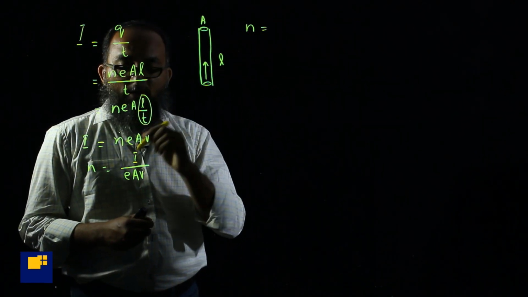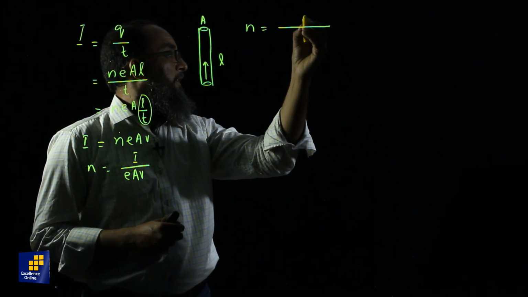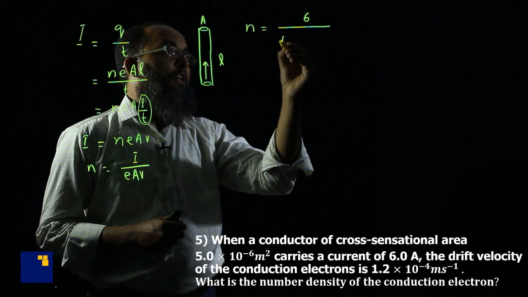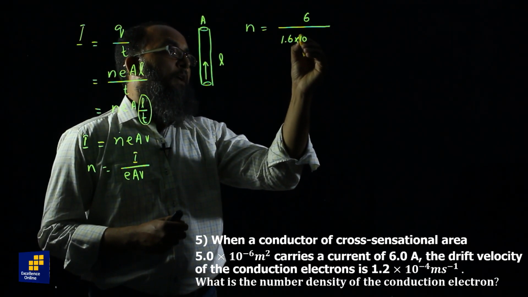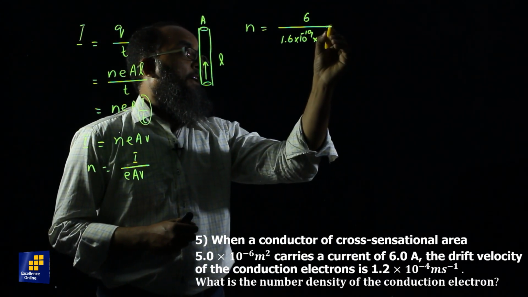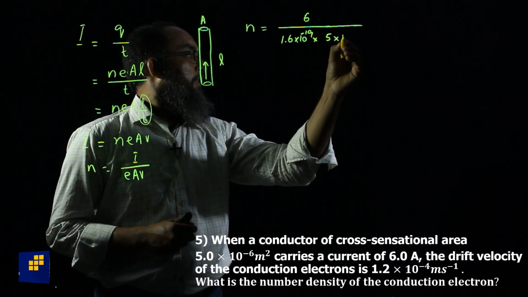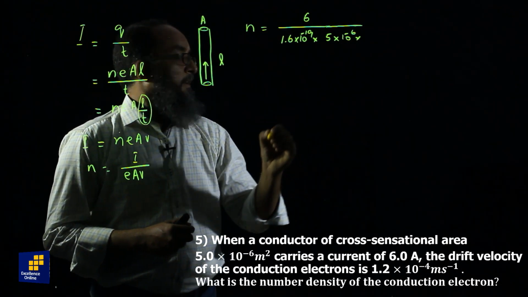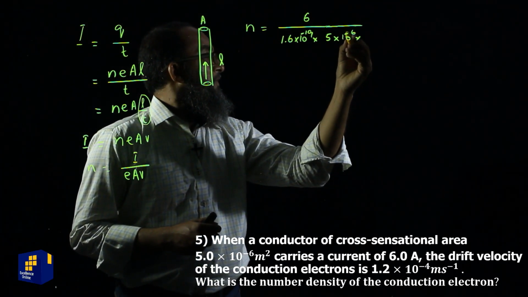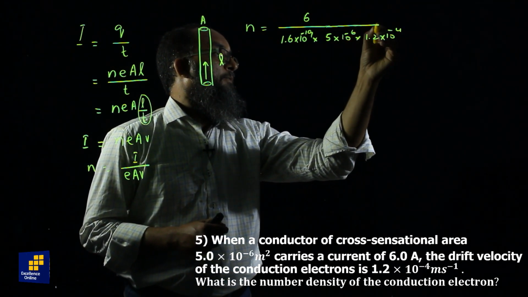Let's substitute the values of all these variables. Here N is the number of electrons per unit volume. The current flowing through the wire is given in the question as 6. Charge of one electron is 1.6 × 10^-19. Area of cross section of the wire is 5 × 10^-6, and the drift velocity of the conduction electrons is 1.2 × 10^-4.